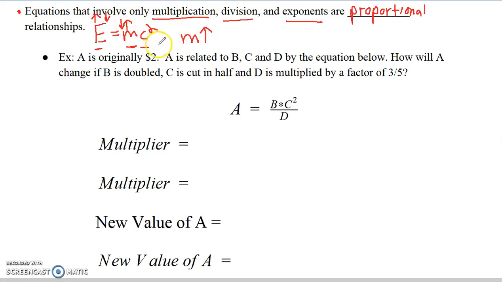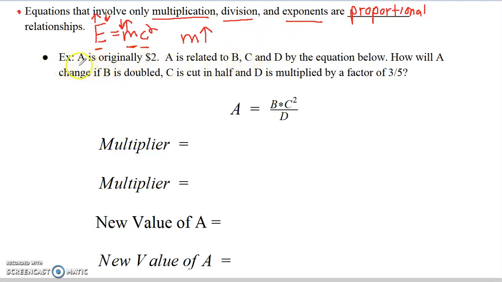It's something we care a lot about in science, because these variables actually represent physical things that are happening. So if you change one thing, how does that change something else, basically? So that's why we care about these type of equations, proportional relationships or proportional equations. So let's see an example.